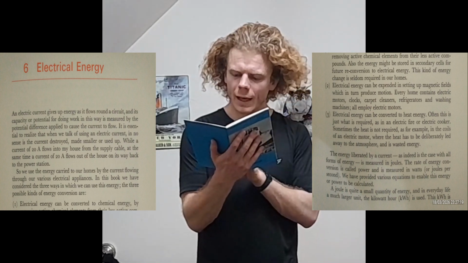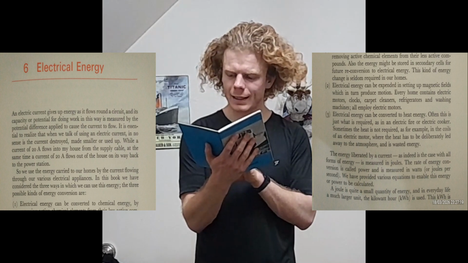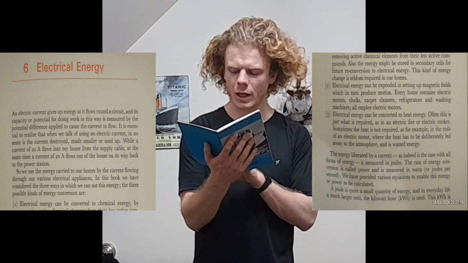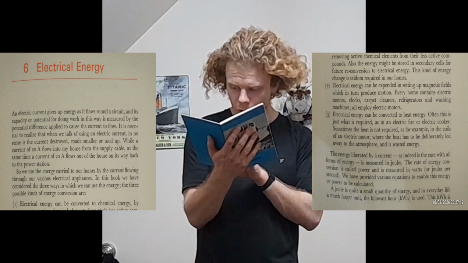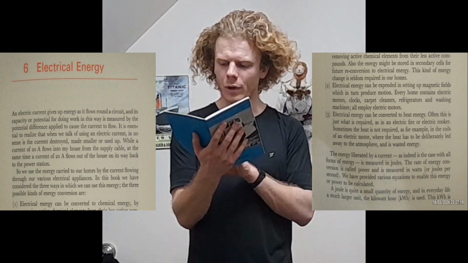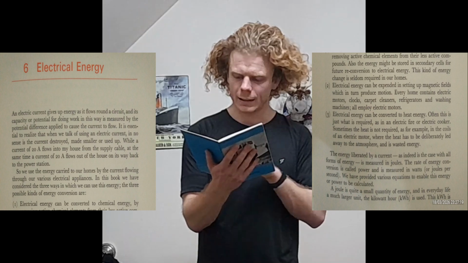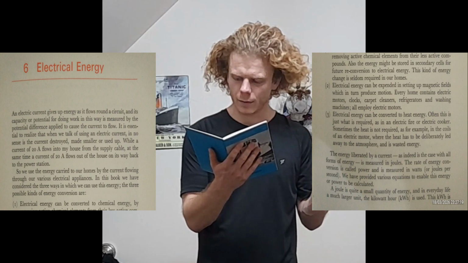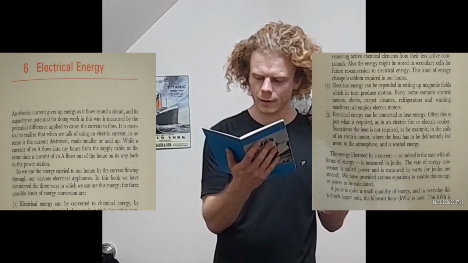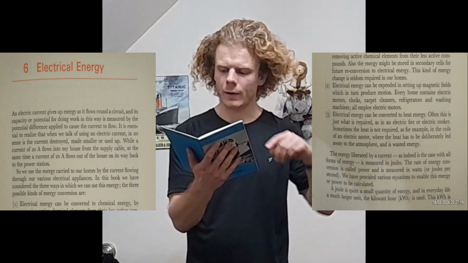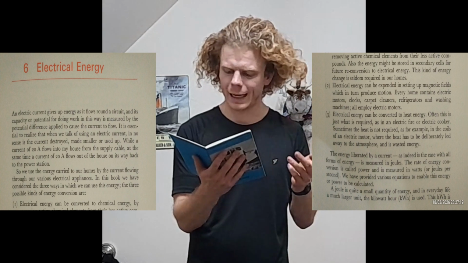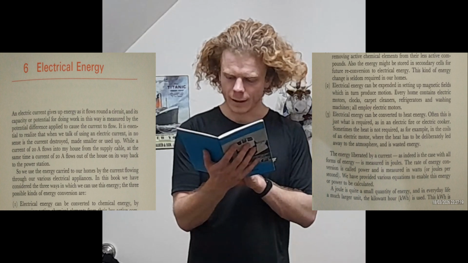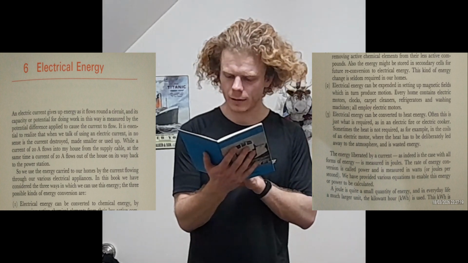Number 2, electrical energy can be expended in setting up magnetic fields which in turn produce motion. Every home contains electric motors. Clocks, carpet cleaners, refrigerators, and washing machines all employ electric motors. So the electrical energy is expended by setting up a magnetic field, which then makes motion, which could be used in an electric motor, a clock, a carpet cleaner, a refrigerator, and a washing machine.